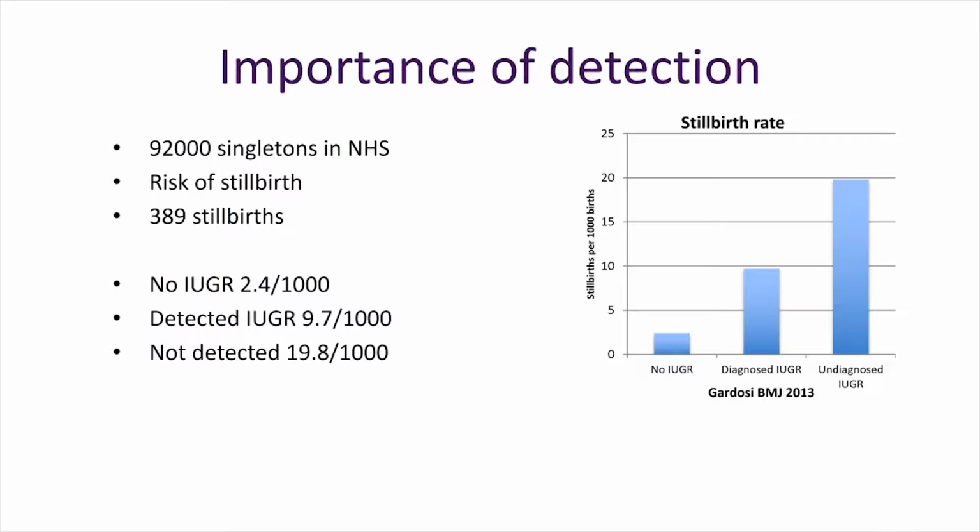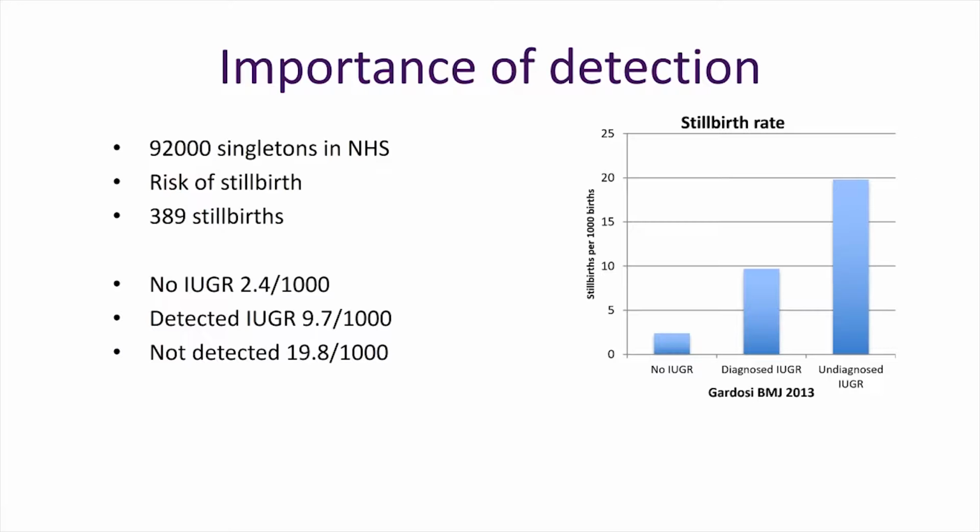So there's simple concepts in this talk that I want to explain. And the first part of it is the concept of the importance of detecting when a fetus is growth restricted or small. So this study by Gardosi's group looked at 92,000 pregnancies over a period of 3 years, I think 2009 to 2011, in the National Health Service in England, and they looked at the risk of stillbirth.